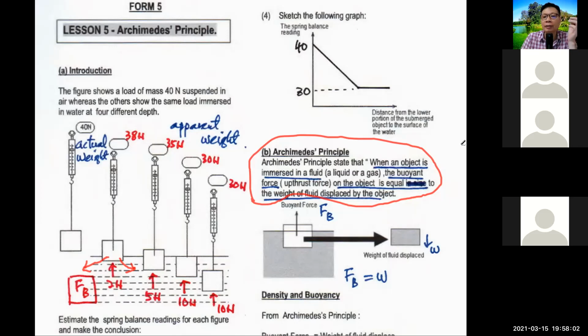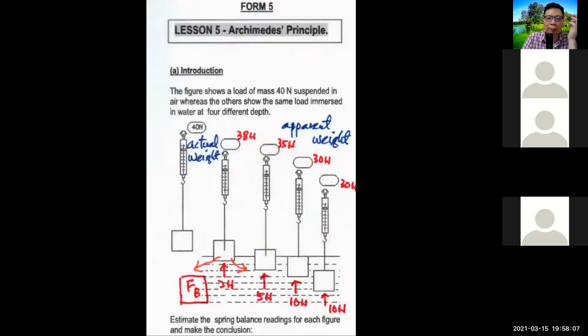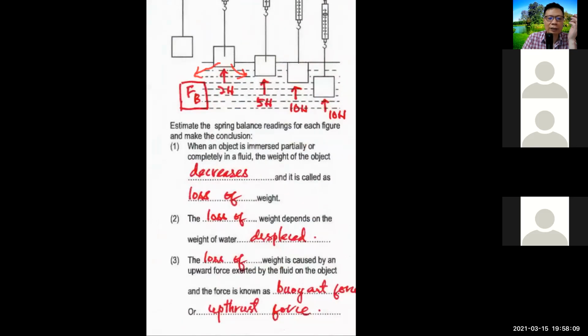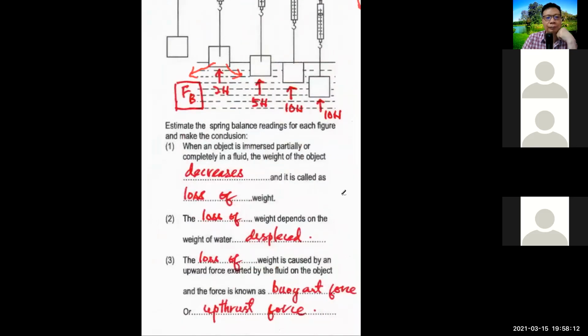Now we look at the introduction here first. Come back here. There are a few answers you need to fill up here. When an object is immersed partially or completely in the fluid, the weight of the object decreases. You can see just now, the weight decreases, and it is called loss of weight. 40 dropped to 38, then dropped to 35. So we call this weight decrease the loss of the weight.